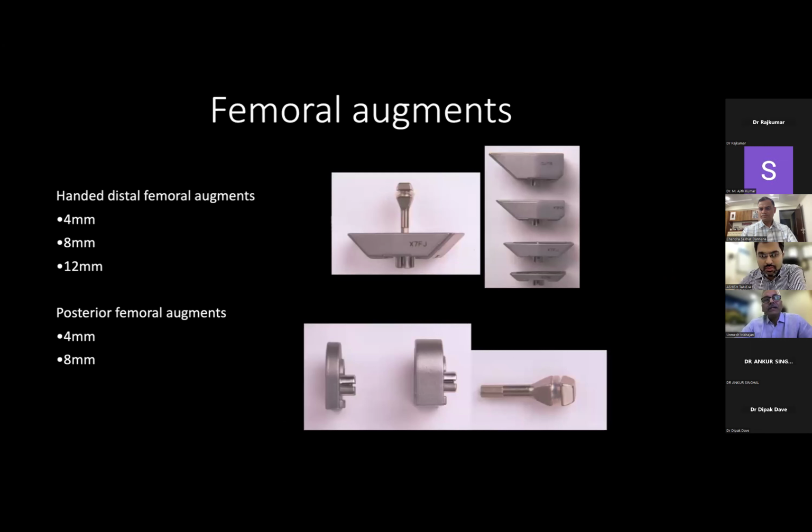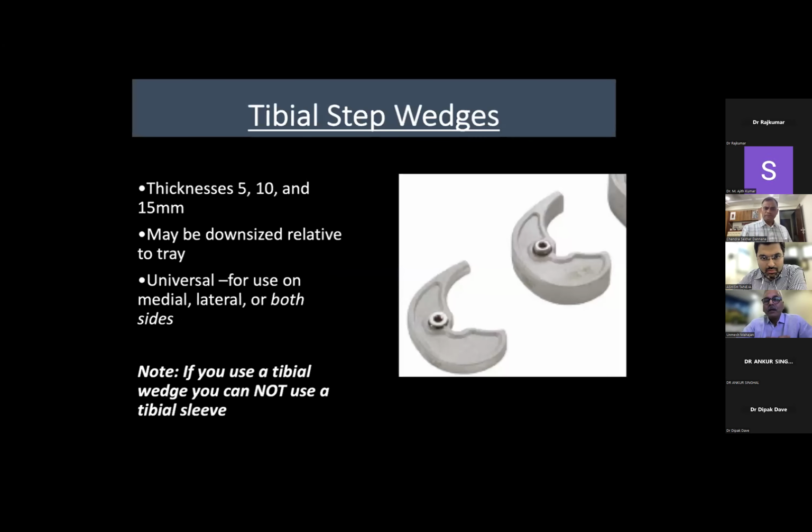Of course, when you look at zone 1, we have femoral augments, basically to increase, as Dr. Arora has mentioned, to distalize the femur, to increase the size of the femur, to fill the defects in extension or in flexion, depending upon the posterior augments or the distal augments. They can come in 4, 8, and 12 millimeters. We have tibial wedges, which can be 5, 10, or 15.